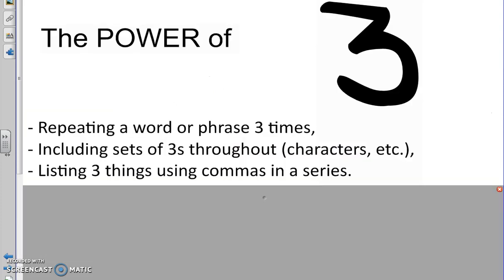So I want you to come back to this screen a couple times. I might even show it at the end of the slide. But these are what you're going to try and do. The power of three. You're going to try and repeat a word or phrase three times, include sets of three throughout your story, or list three things using a comma in a series. Try and do this more than one time in your writing. So let's look at my writing now, how we're going to do this.